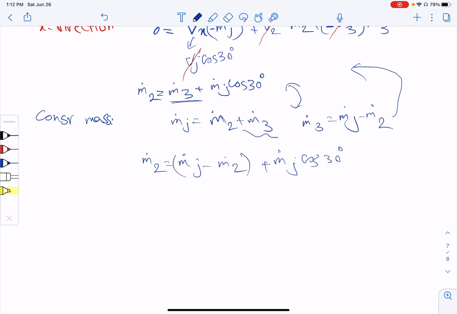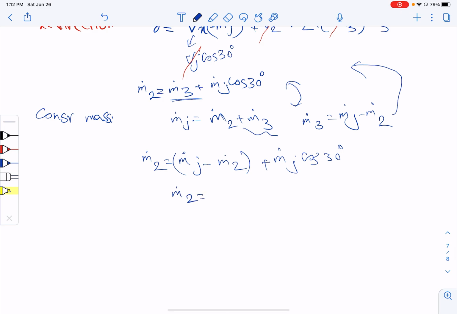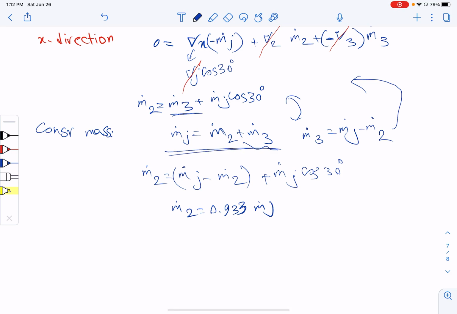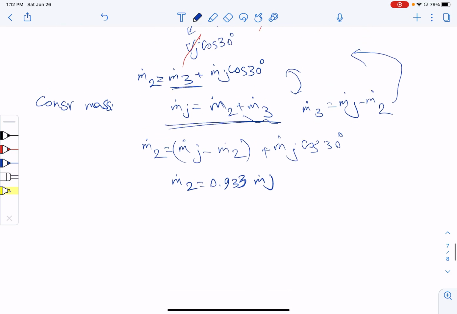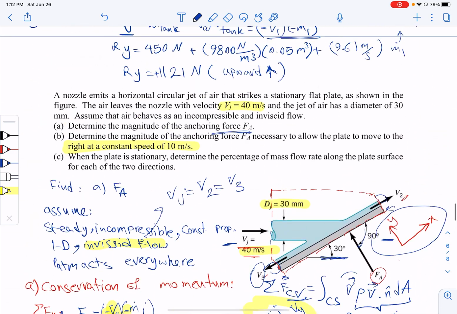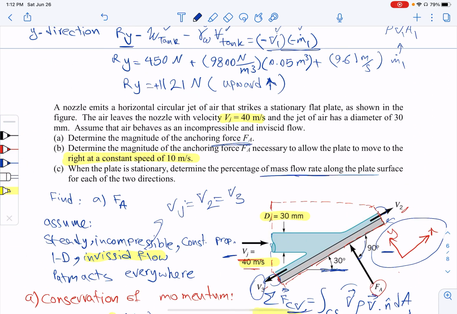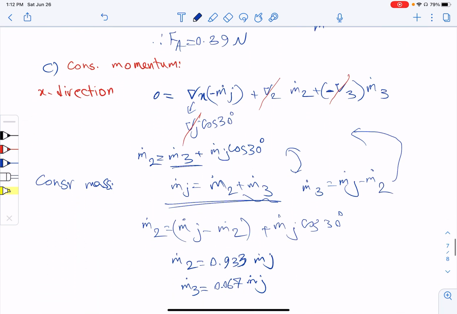So from here we get m dot 2 as 0.933 m dot j, right? And also we have that one right here, so we can substitute m dot 2 there, and this is what we get for m dot 3. So it wanted the flow rate fraction relative to the flow rate of the jet. So this is what we have for this question.